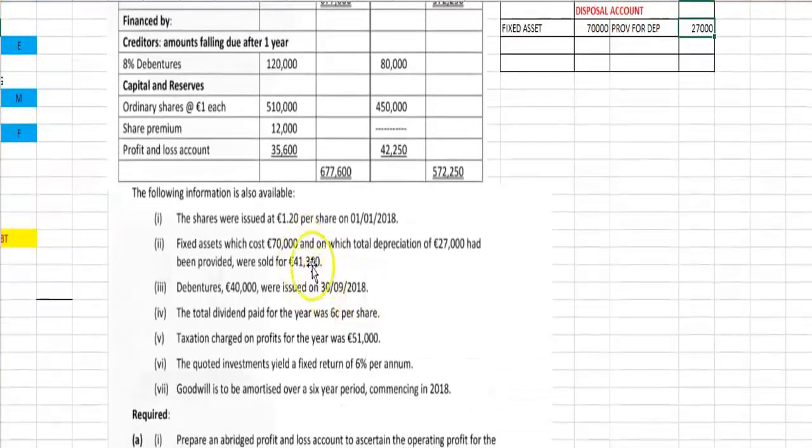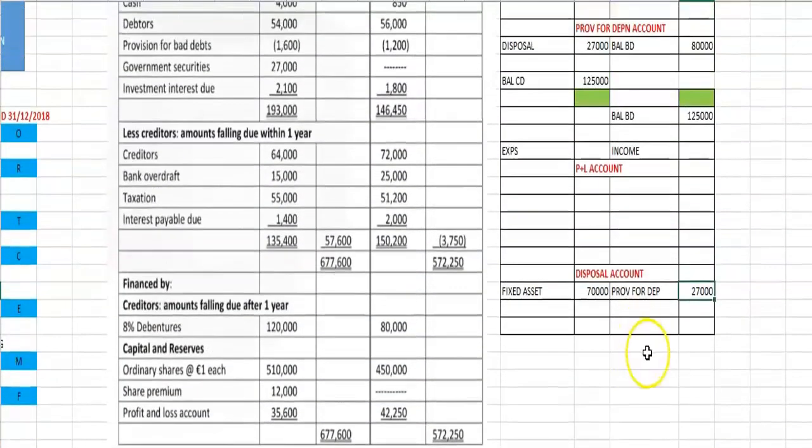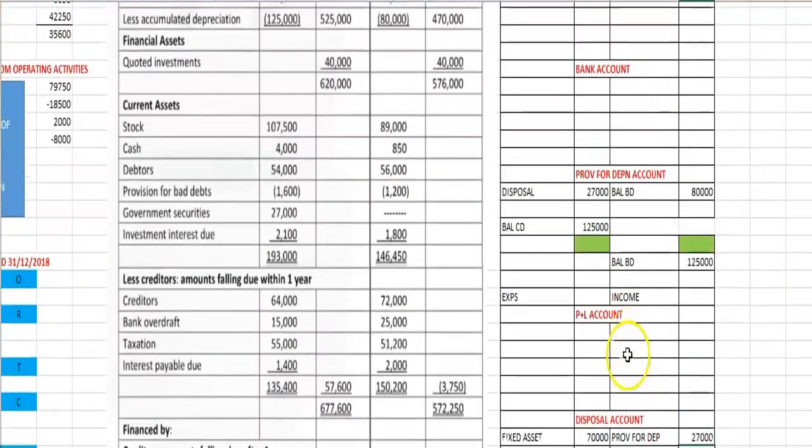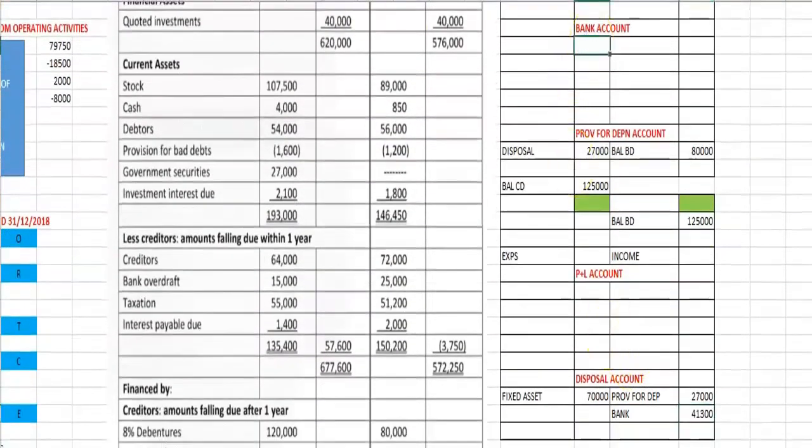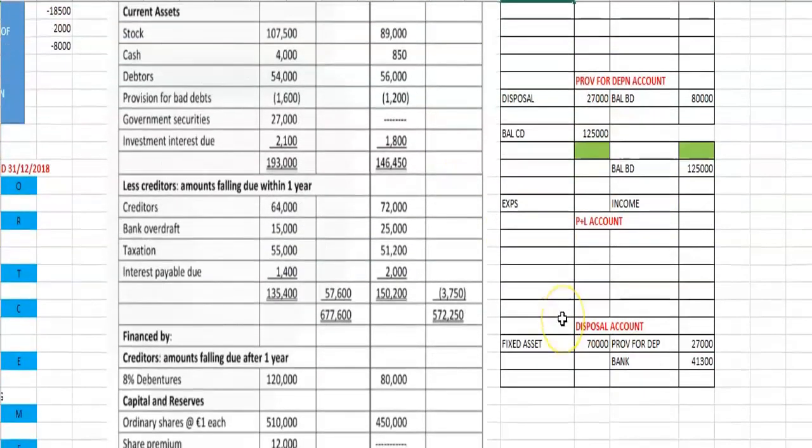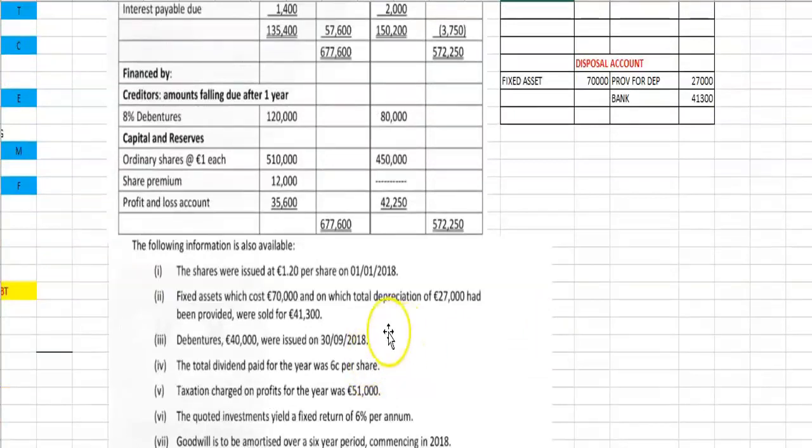The second step in a disposal involves you accounting for the proceeds that you got for the asset you disposed of. In this case, you sold the asset for $41,300, so they are the proceeds of sale. Normally, you credit the disposal account with the money that you receive for the asset that you're disposing of. And the other place where that will appear is in the bank account on the debit side, because it's money coming in. Now you've entered all of the information in relation to the opening and closing balances and the disposal.